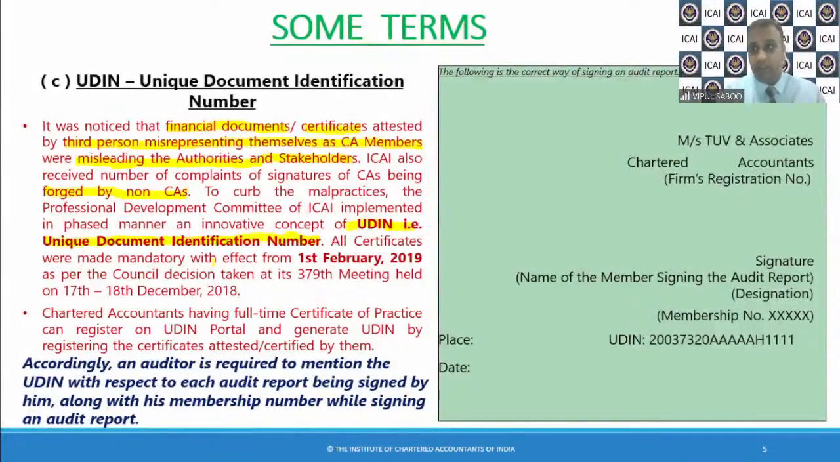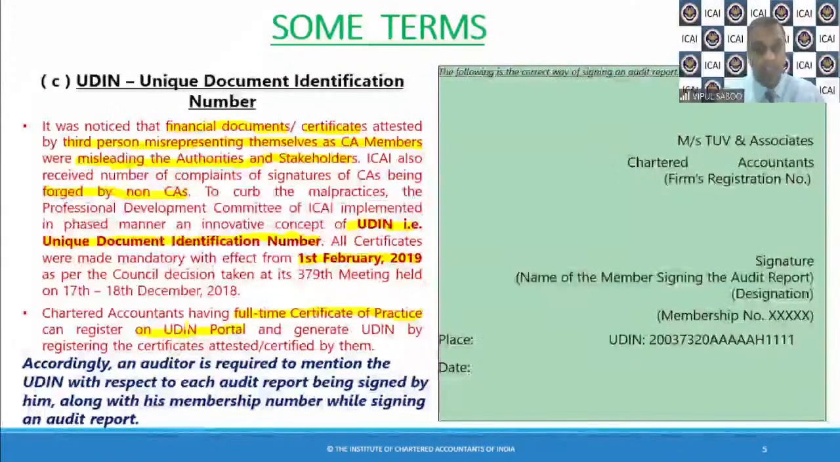All certificates were made mandatory with effect from 1st of February 2019. It was mandatory for all kinds of certificates, not audits yet. In the same year, in the month of July, it was made applicable to audits as well. Otherwise, in the first phase, it was made mandatory for all certificates issued by chartered accountants. So the chartered accountants having a full-time certificate of practice, who have their offices and are into practice, had to register themselves on the UDIN portal.